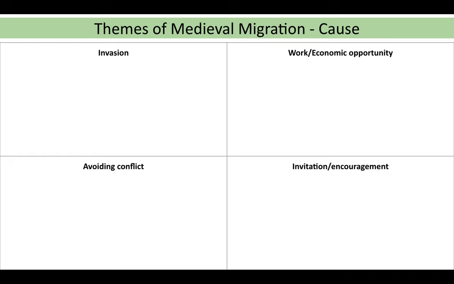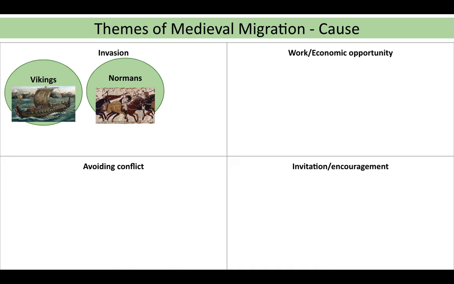So those are the migrant groups you need to talk about for any questions on the medieval period, but I want to draw out some themes that might be useful to think about, especially for a 16-mark how far do you agree question. You might get how far do you agree work was the main cause of migration. So I've picked out 4 different key themes to think about: invasion, avoiding conflict, economic opportunities, or basically coming for work or to make money, and invitation and encouragement when the government, in this case the king, has encouraged migrants to move to the country.